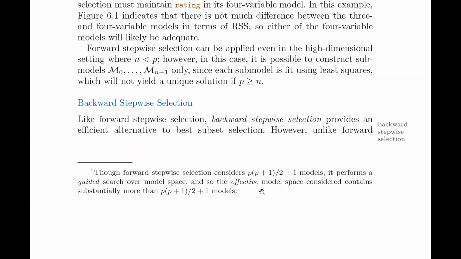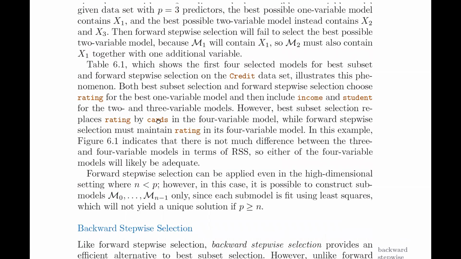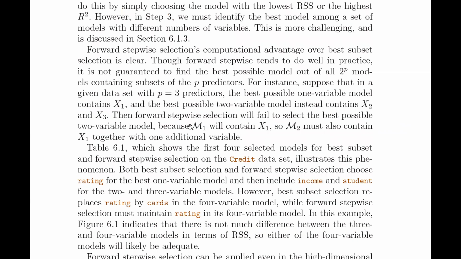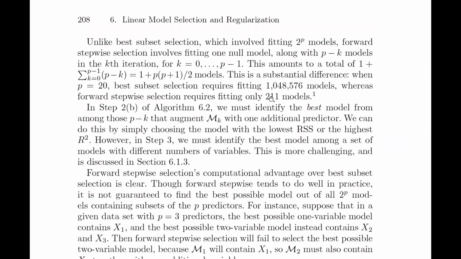And so the effective model space considered contains substantially more than these models, which simply means guided is that you're always choosing the best one and then you're using it for the next one. So it's not like we're ignoring these 2^p models. It's not like we're only looking at these and ignoring the rest. We're taking these because there's a direction.